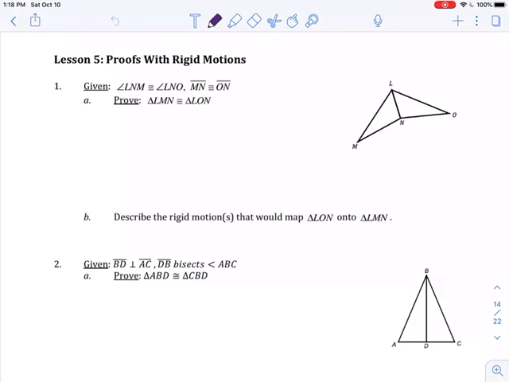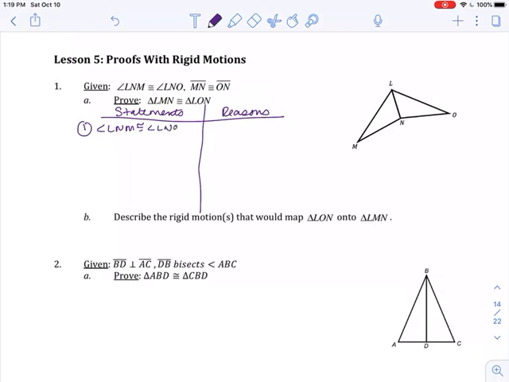And I'm also going to ask another question at the end, which is to describe the rigid motion that would map one triangle onto the other. Remember, in order for triangles to be congruent, there has to be a rigid motion that maps one onto the other. So I have statements on the left, reasons on the right.